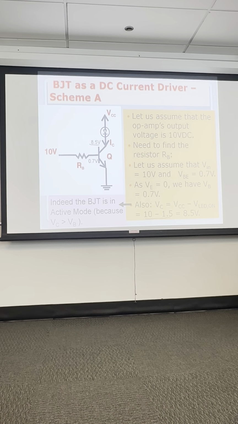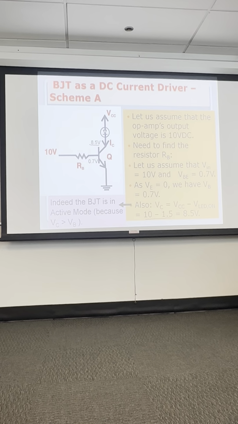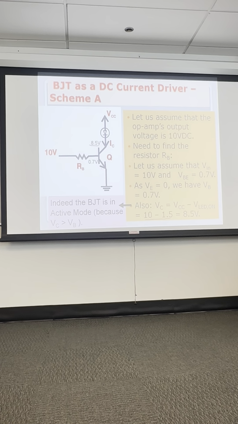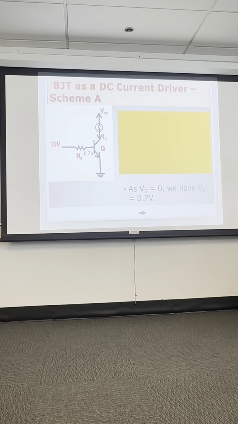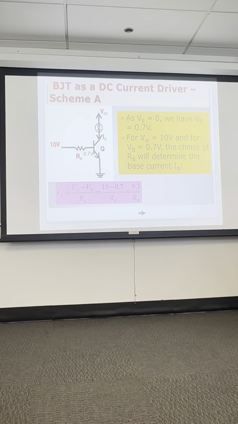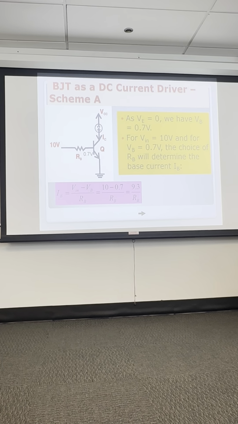And we check the active mode. The collector is 8.5, that's greater than the base of 0.7, and the base emitter is forward biased with 0.7 volts across it. So the transistor in the circuit is in the active mode. Now this part here, we can solve for the base current.